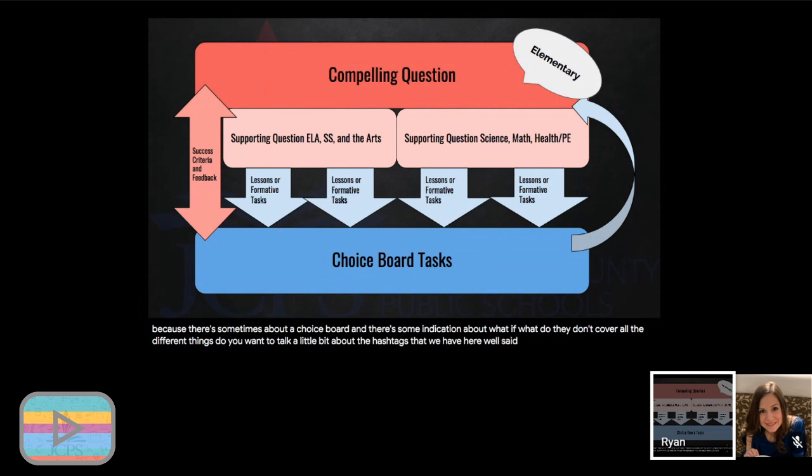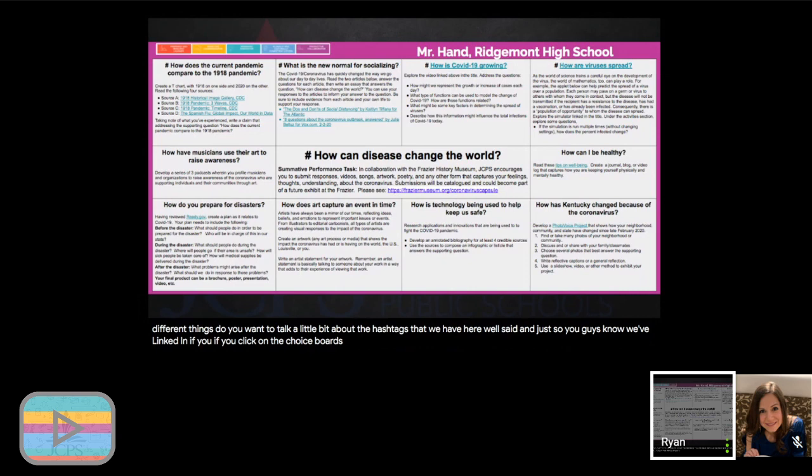Well said. And just so you guys know, if you click on the choice boards here, they're actually linked in. They're all in the same document. So you'll be able to see those if you want to see them a little bit more up close. Sometimes it's hard to see on these presentations.